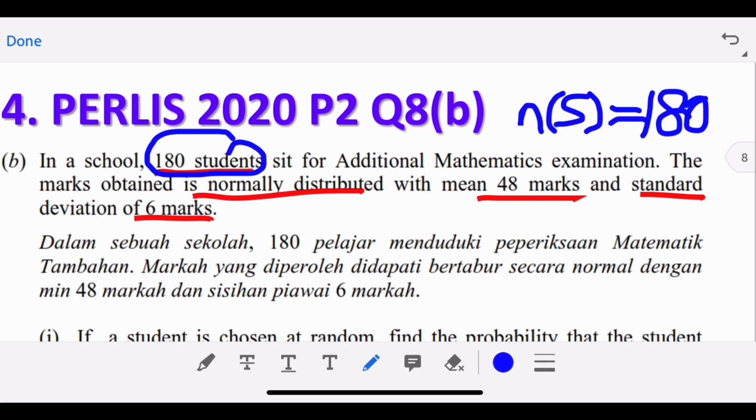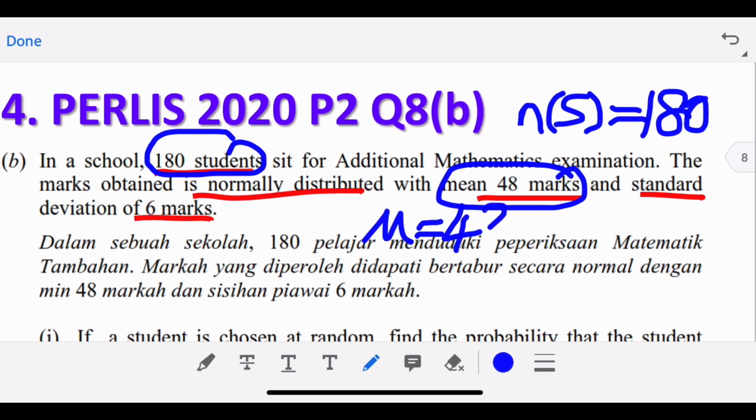Now we are going to start soon. I'm waiting for you to get ready. If you are ready, then we will start now. Alright, let's start to show the steps to get the answer. You can jot down: the sample space is 180, mean is 48, and the standard deviation is 6. I purposely discuss slowly so that you can pick up.